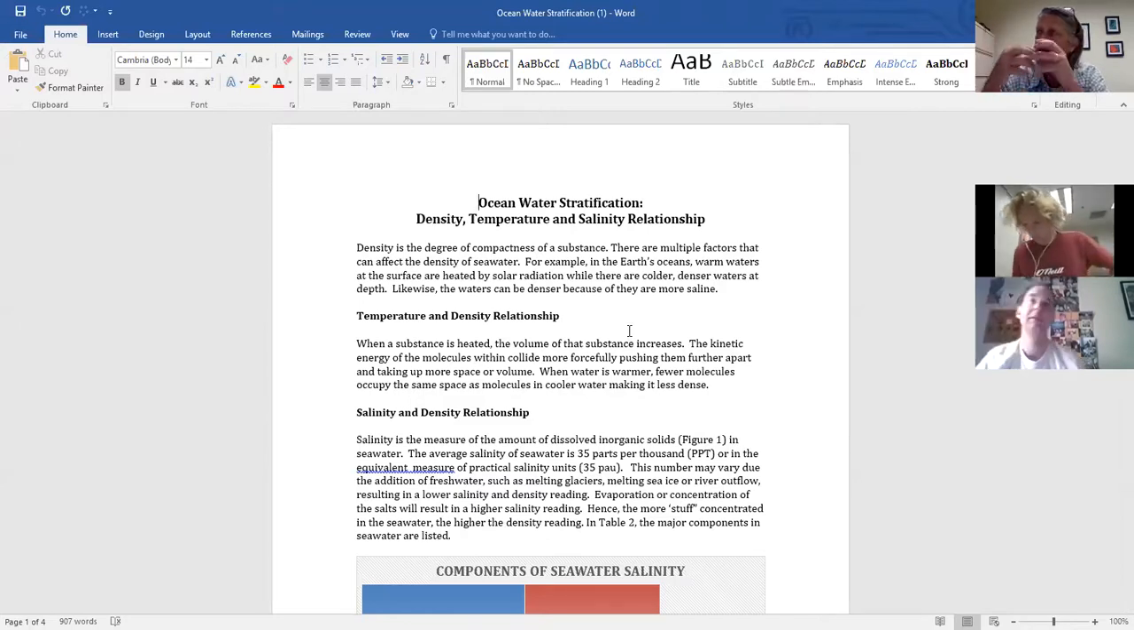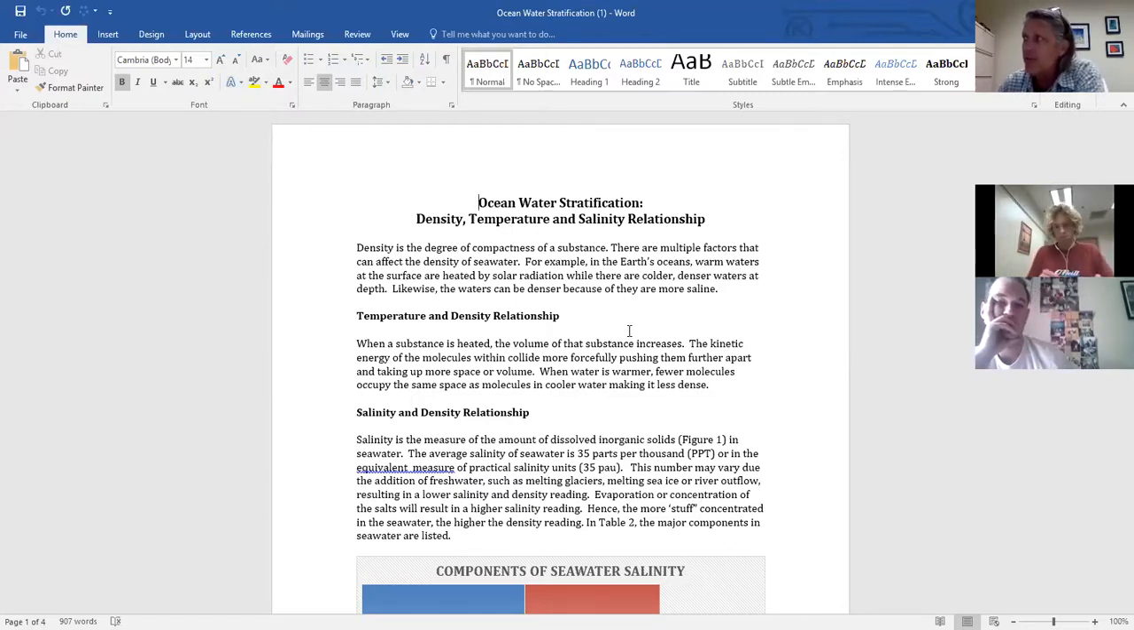It's how the particles that make up matter are arranged. If they're really close together, it tends to be more dense. And if they're farther apart, it tends to be less dense. There are different factors that affect the density of water. The one that we look at the most is temperature and salinity. So we have the concepts of density, temperature, and salinity with the stratification or layering of the ocean.